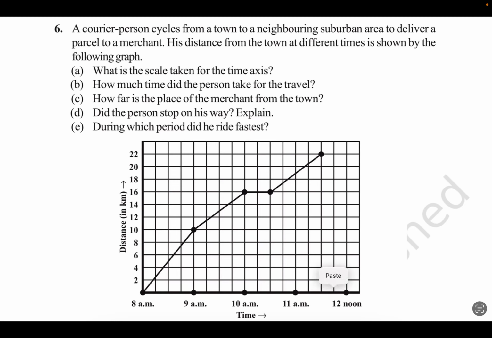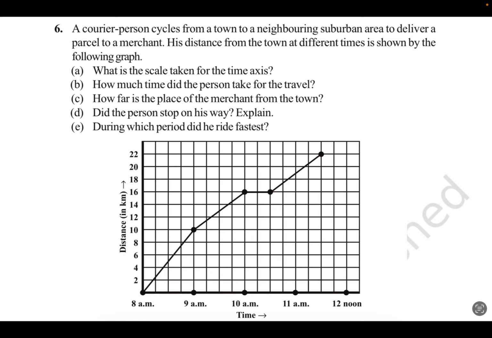And then it was 22 kilometers from the town. How many kilometers from the town is it? See here, how much time did the person take for the travel? How far is the place of the merchant from the town? Totally 22 kilometers from the town. And then, did the person stop on his way? Explain. Did he stop anywhere on his way?